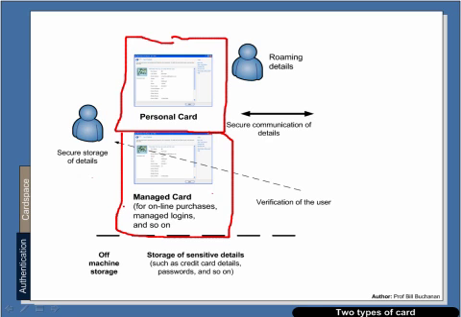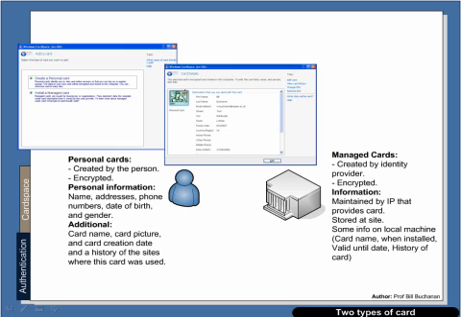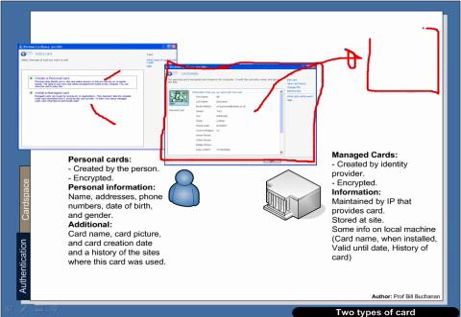The advantage of these types of card is that all the details which relate to credit cards, passwords and so on are not actually kept on the user's machine, so that the user can easily roam and use their card on different machines. So when we create a card, we either have a personal card or a managed card. So this is an example of a personal card where the details are actually stored, and then when someone logs in, that card can be passed to the server, which can then take off the details of the card.